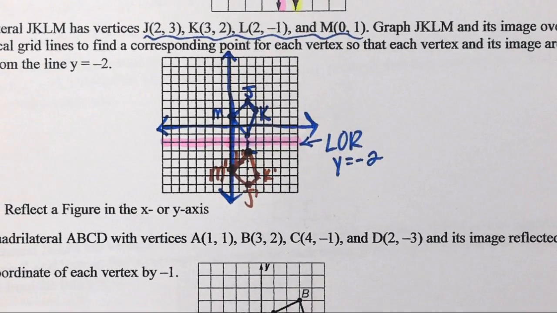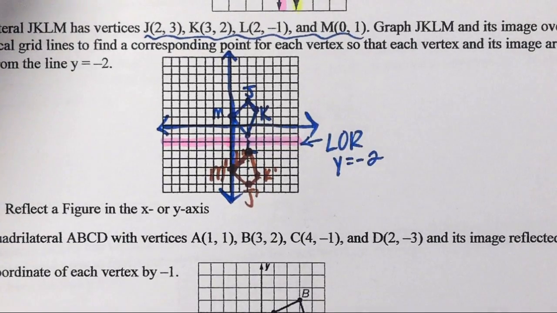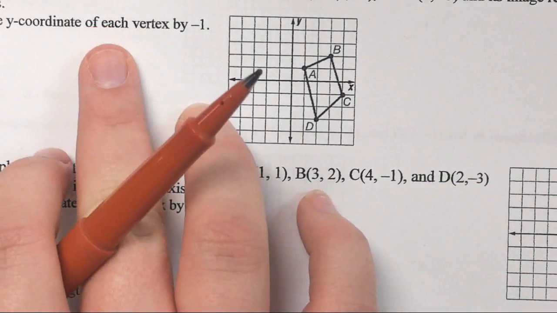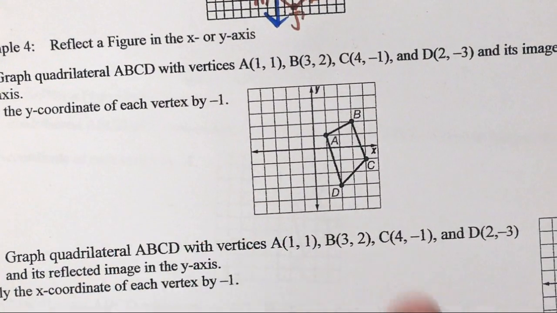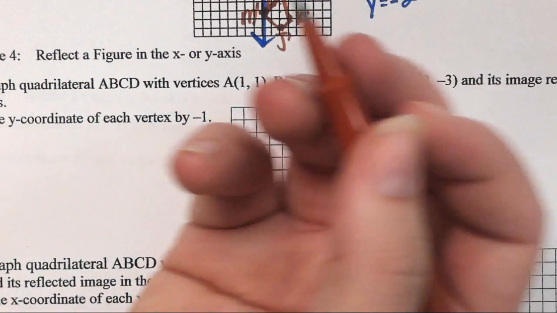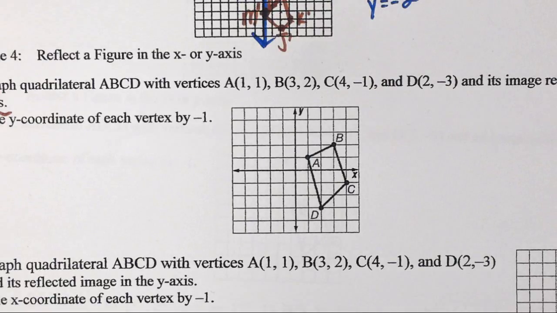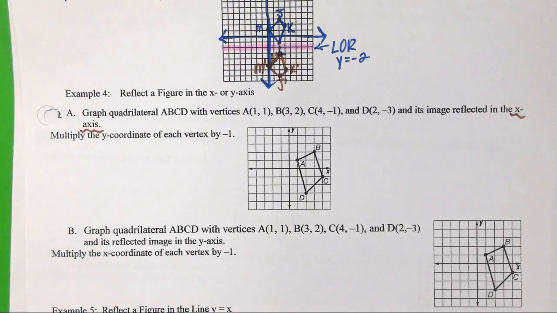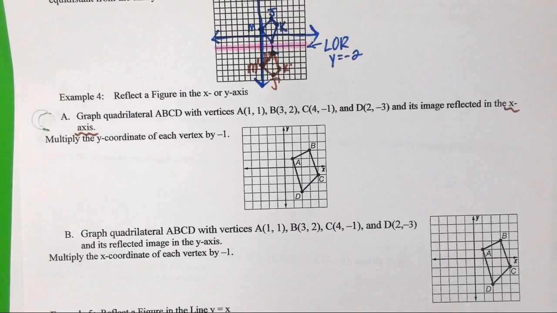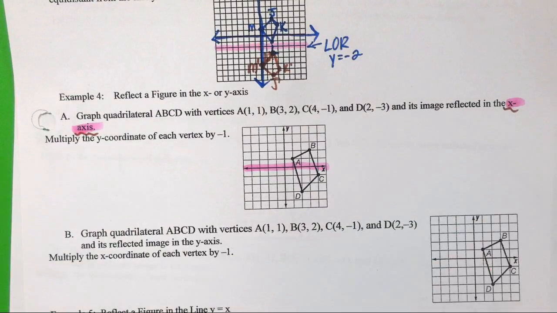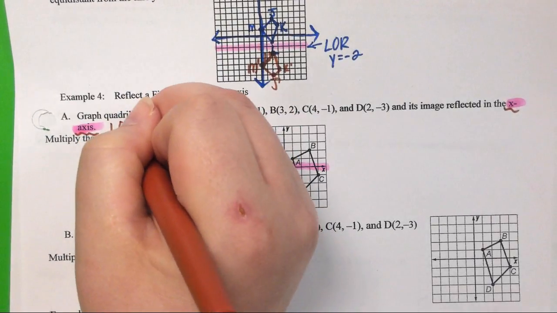Okay, so now we get to our next example, and it says, they've already graphed it. I don't know why they give you the vertices if they've already graphed it. Graph quadrilateral ABCD. They tell you the vertices. And its image reflected in the x-axis. Okay, now we've actually got to use our brain. It didn't tell us a specific line, so that line of reflection is actually in the x-axis. So did we really use our brain? Not so much. That's our line of reflection, is the x-axis.